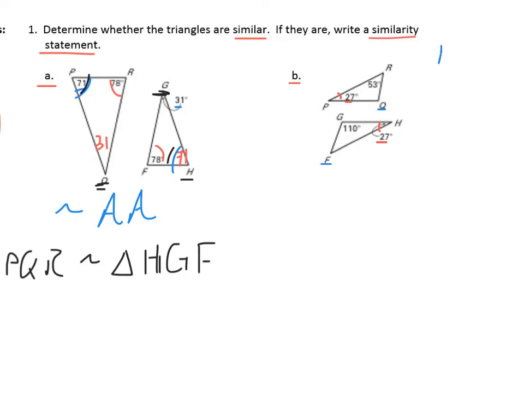Well, once again, I know they're going to add up to 180. And when I subtract the two angles that I do have, the 53 and the 27, that tells me that angle Q is going to be 100 degrees. Which is not congruent to angle G, which is 110. So for this problem, these two triangles are not similar.